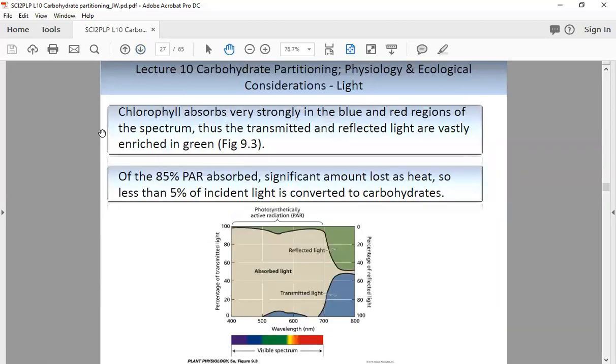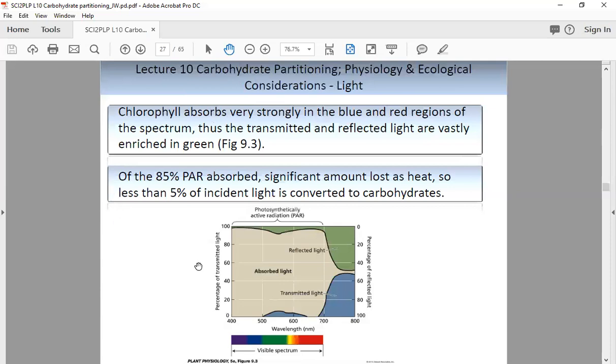All right, we know that chlorophyll absorbs light very strongly in the blue and red regions of the spectrum. The transmitted and reflected light is enriched in green, and of course, this explains the green colour of plants. But of the 85% of PAR that is absorbed, a significant amount is lost as heat. A smaller amount is lost as fluorescence, and this results in less than 5% of the energy being converted to carbohydrates.